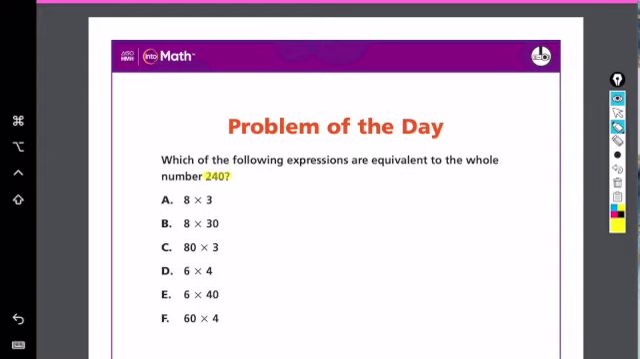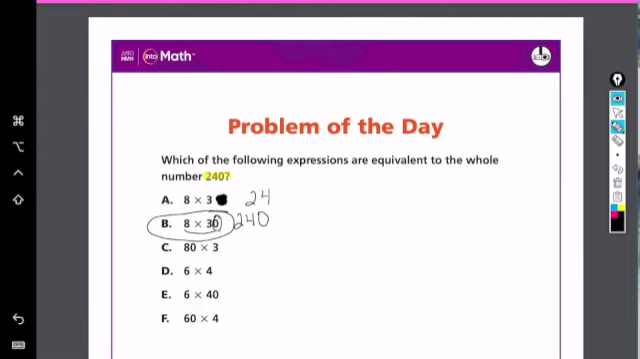Now, if we multiply 8 times 3, that is equal to 24. That is not 240, is it? So that is definitely not that. All right, now we have 8 times 30. Let's think about that a little bit. 8 times 3 is 24, but this is 8 times 30, so we have that 0 there. If we add a 0 onto the end, is that 240? It is. So we're going to circle that one.